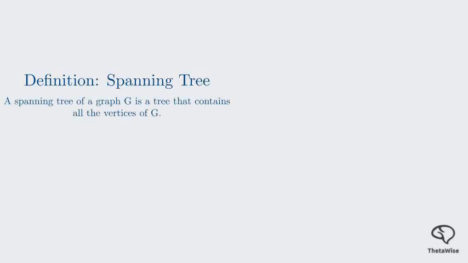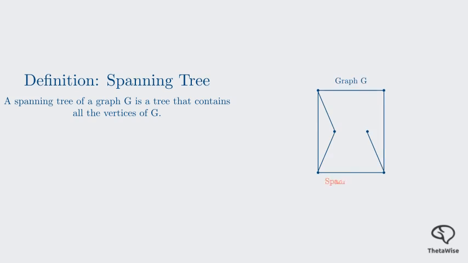A spanning tree of a graph G is a subgraph that is itself a tree and includes every single vertex of the original graph G. So it connects all vertices with the minimum number of edges needed to form a tree structure. Consider the graph shown here. The shaded red subgraph is a spanning tree. It is connected, has no cycles, and includes all 6 vertices from the original graph. It spans the entire graph.